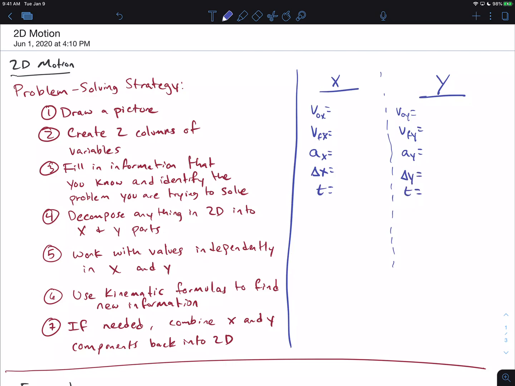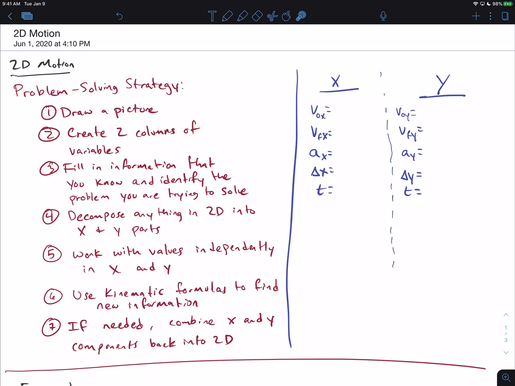You'll notice the only thing that doesn't have a subscript here is time, because time is the only thing that doesn't care whether it's in the x or the y. Everything else is going to be strictly separate. So whatever's happening in the x direction is independent of whatever's happening in the y direction. The only thing that really connects them throughout our problems is going to be time. Okay? So let's see a few examples in action.